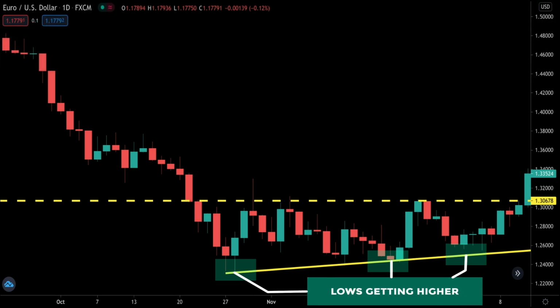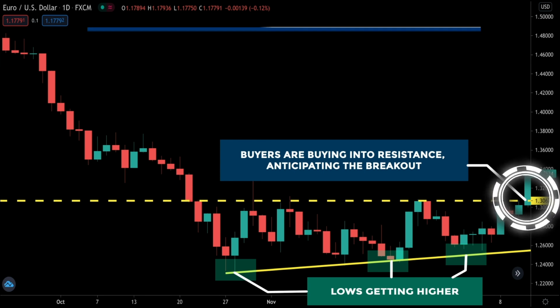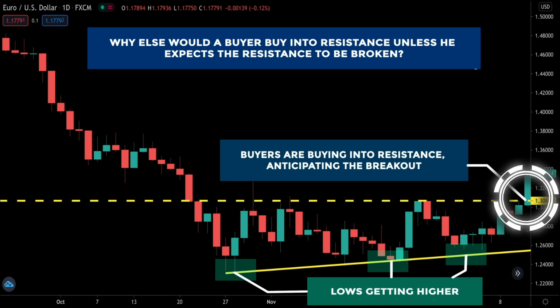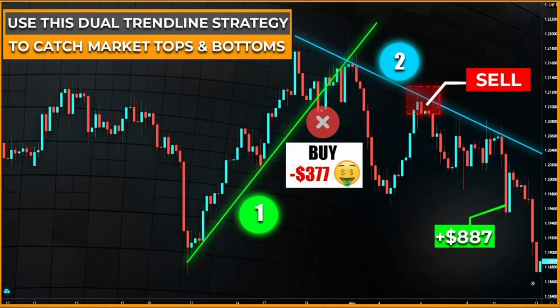From a psychological standpoint, what this means is that the buyers are buying at a higher price each time. So buyers are buying into resistance and anticipating the breakout. Think of it this way. Why else would a buyer buy into resistance unless he expects the resistance to be broken? So this is what's going on when you see an ascending triangle.